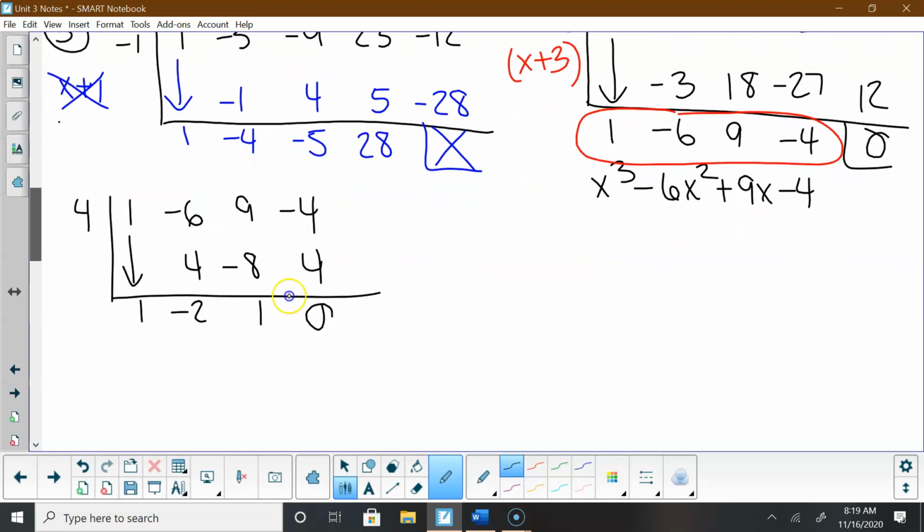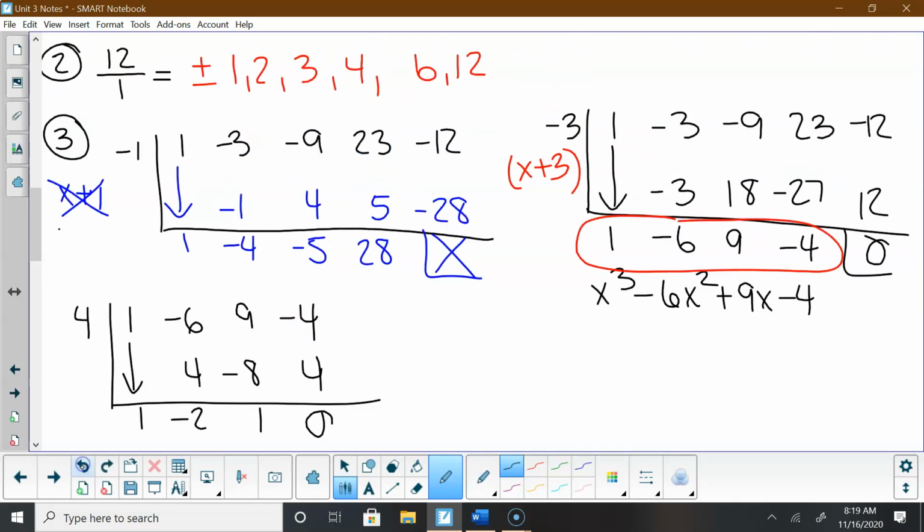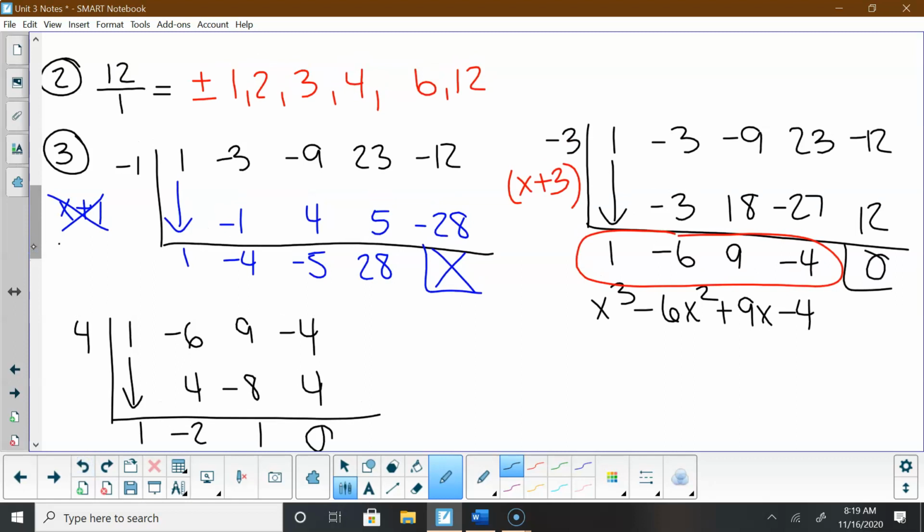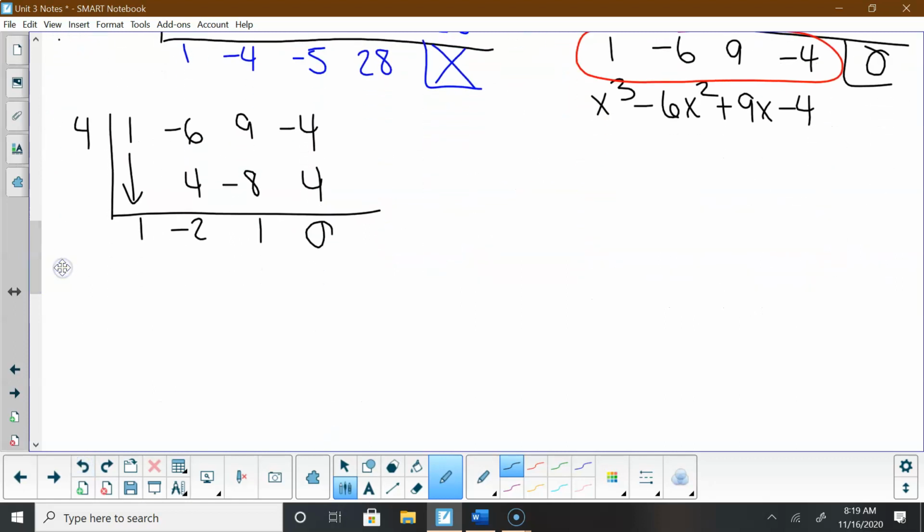This is now x squared minus 2x plus 1. Can I factor that? Yeah, what would it factor to? I heard it. What was it? Yep, x minus 1 squared.